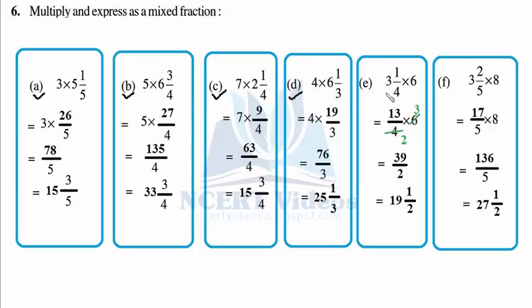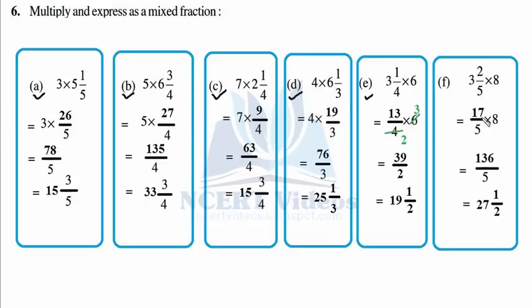for D. 4 threes are 12 plus 1 is 13 over 4. Now we can see a cutting opportunity, 2 twos are 4, 3 twos are 6. So never miss this opportunity in order to ease your calculation. That is 39 over 2, 19 twos are 38 and 1 is the remainder, therefore 19 and 1 over 2 is your answer for your E part.